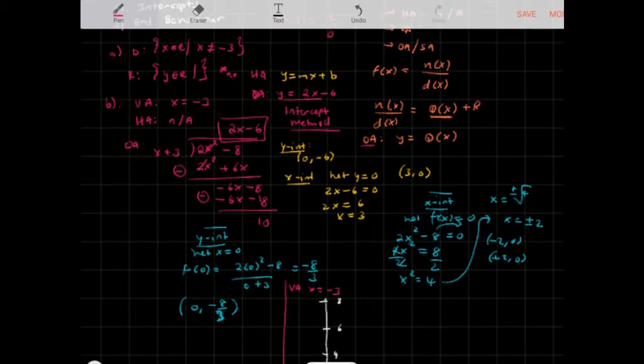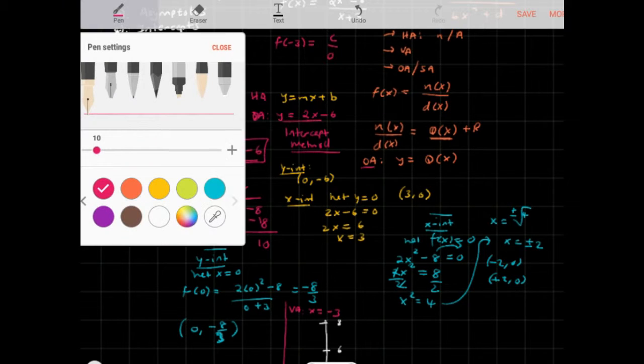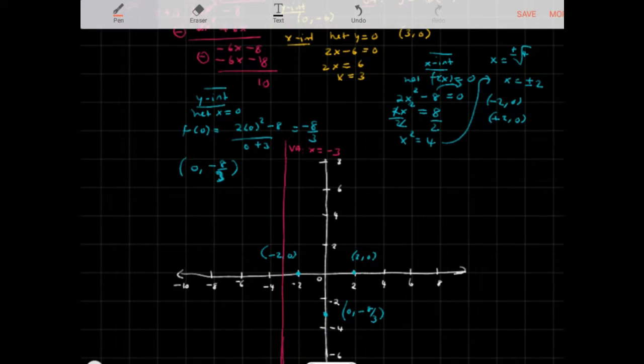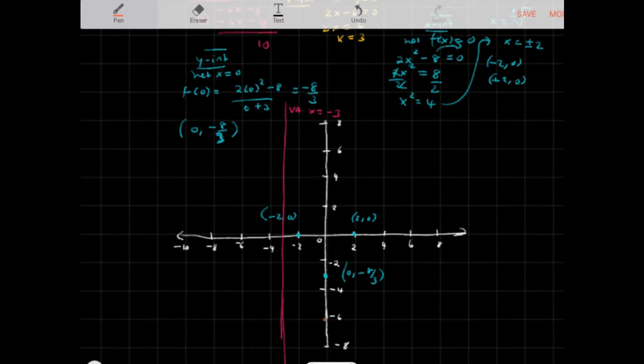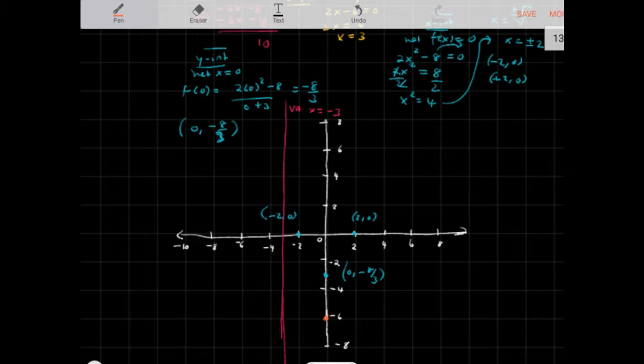So the oblique asymptote here, we have the equation y is equal to 2x minus 6. I'm going to use orange to represent my oblique asymptote. And my oblique asymptote has the intercepts 0 and negative 6. So let's plot them based on the intercepts. 0 and negative 6, as well as 3 and 0 for the x-intercept. Okay, so this is our oblique asymptote, and what we can do now is just connect the lines.